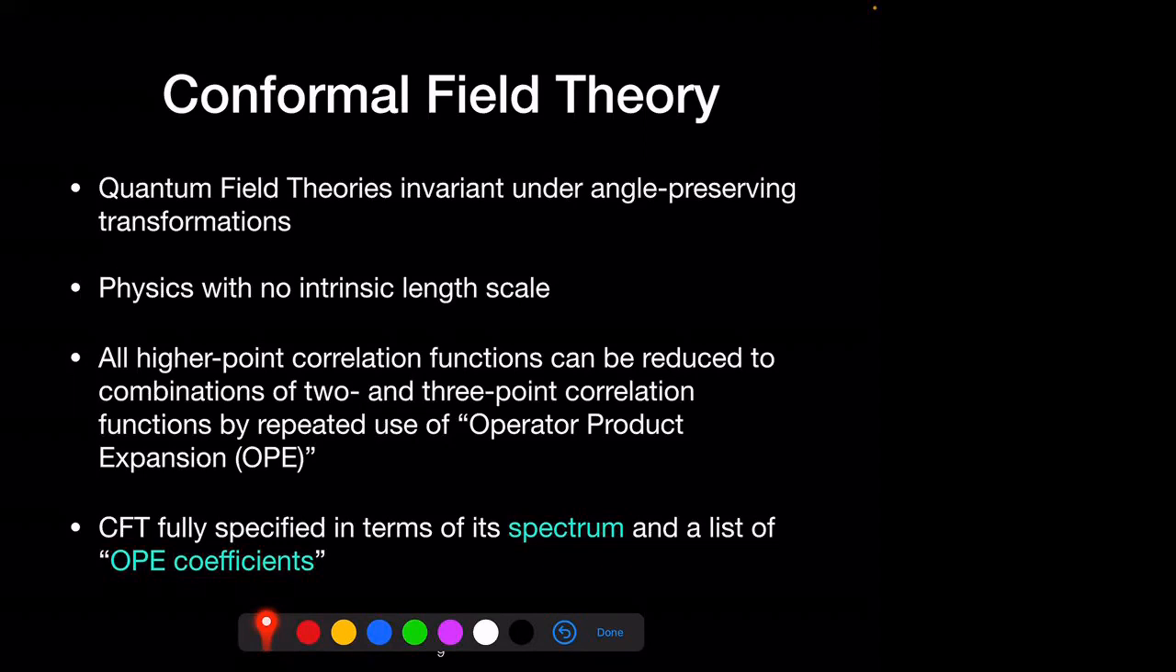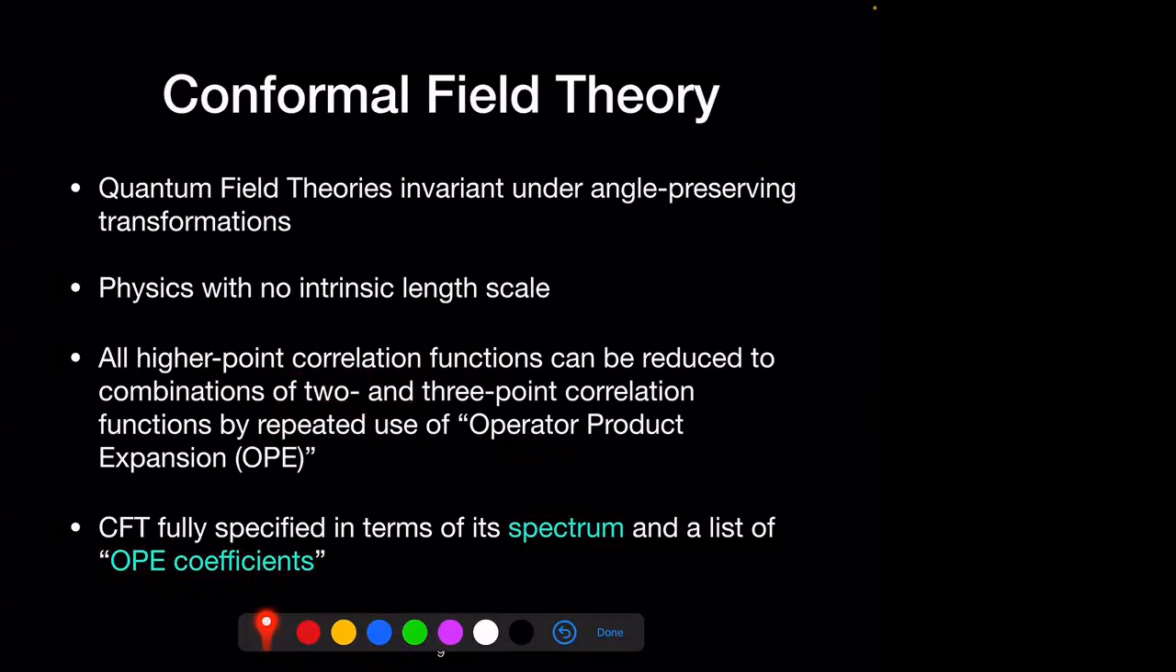Okay, thanks. So conformal field theory is a special kind of quantum field theory which is invariant under a larger symmetry group than Lorentz invariance. So the conformal group, you can also call angle-preserving transformations. And I just wanted to say that in conformal field theory, the important point is that we have access to the operator product expansion, which means that we can decompose any higher point correlation function into a combination of 2- and 3-point correlation functions by repeated use of OPEs.